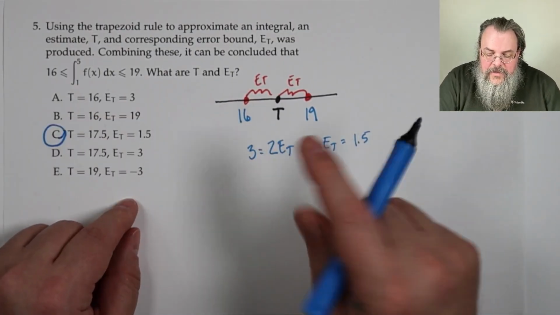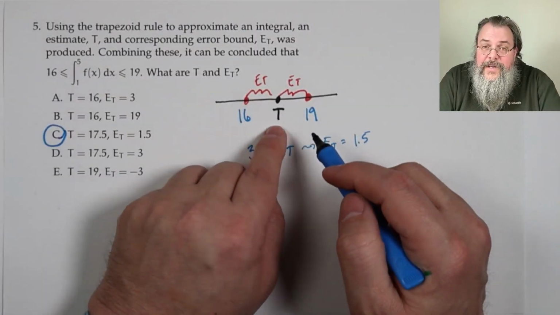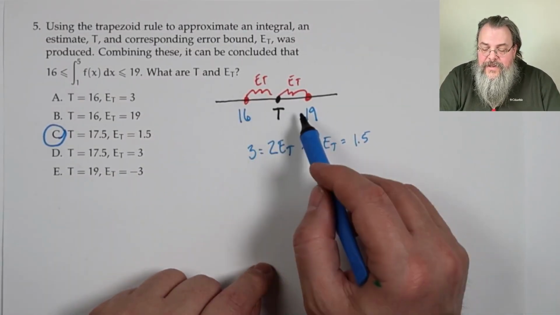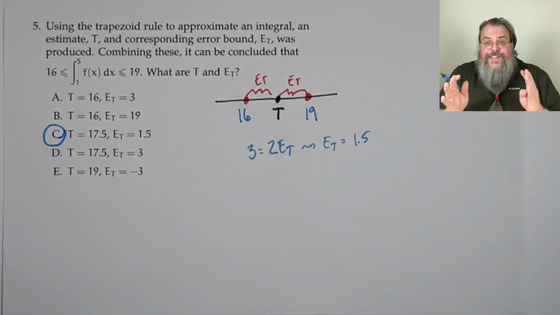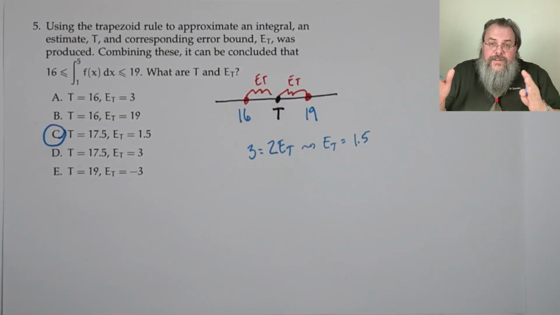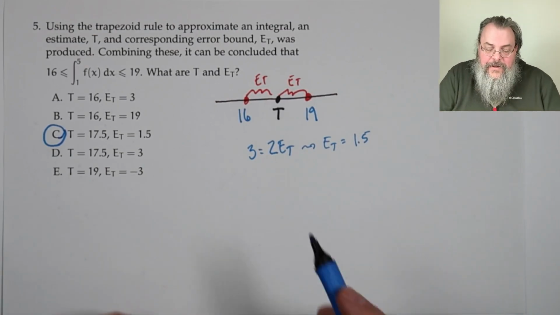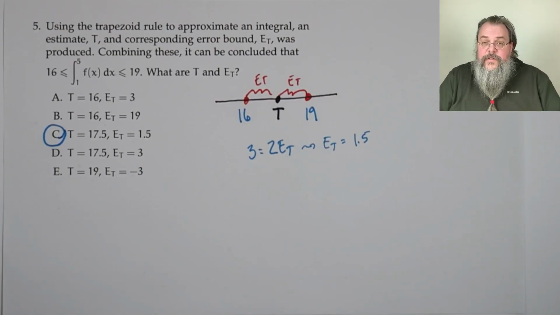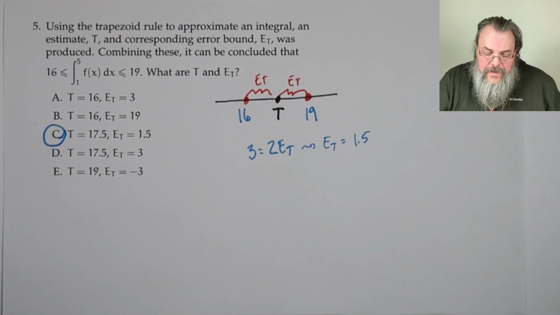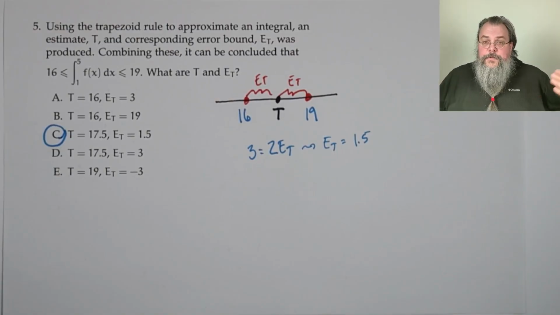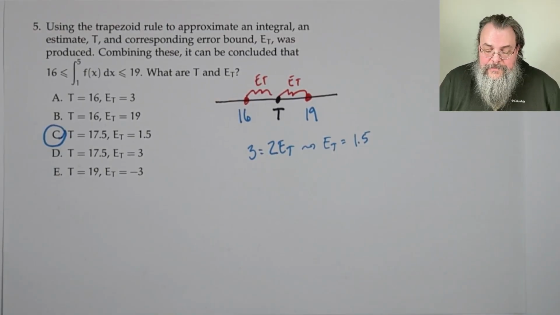But one other thing we can say is, where should our guess be? Our guess should be at the halfway point. So what's halfway from 16 to 19? Well, if the total distance is 3, I just have to go 1.5. And 16 plus 1.5 is indeed 17.5. And so that tells us that the estimate that was produced was 17.5. The error bound that was produced is 1.5.